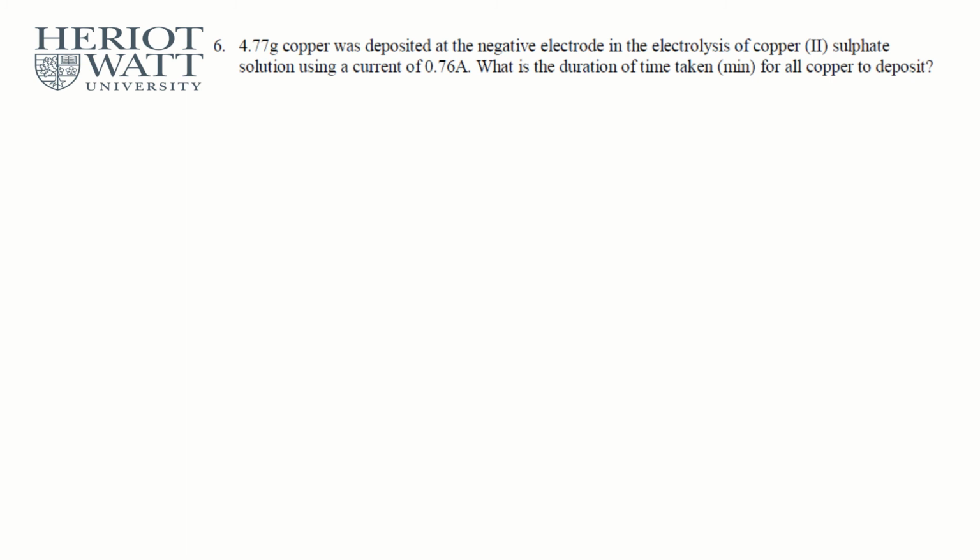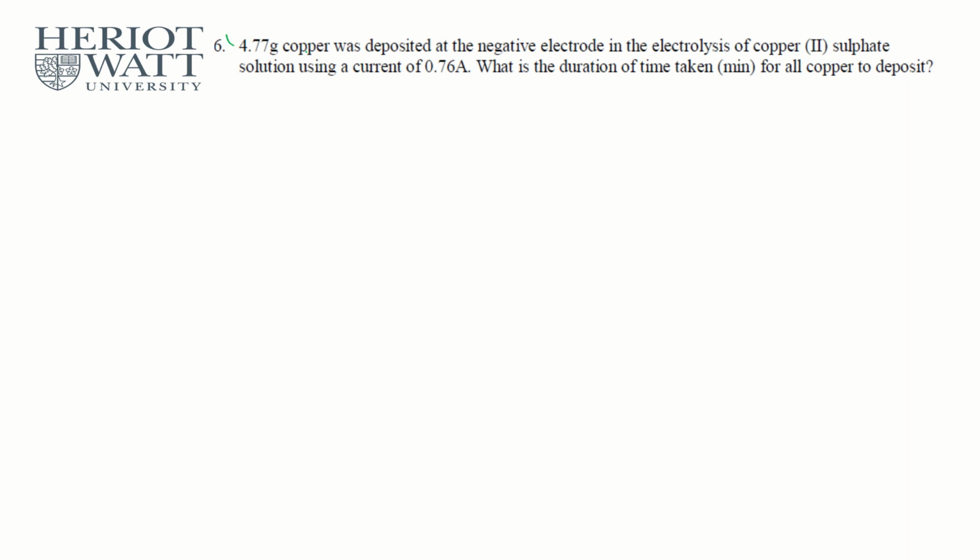Now, this is a slightly different question. Number 6, they give you the mass of copper deposited at the negative electrode, using copper sulfate solution. Current is given. They are asking for the duration. All right, so first of all, we need to calculate. You should be familiar with the steps.